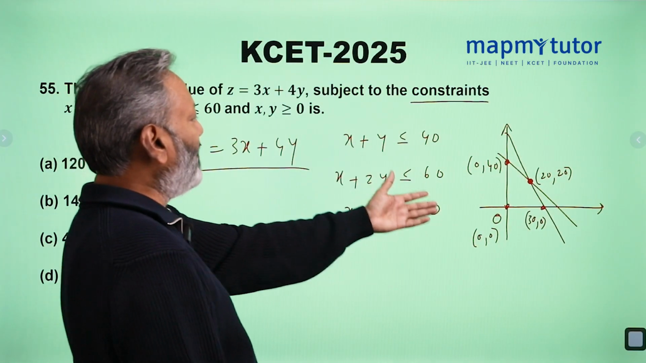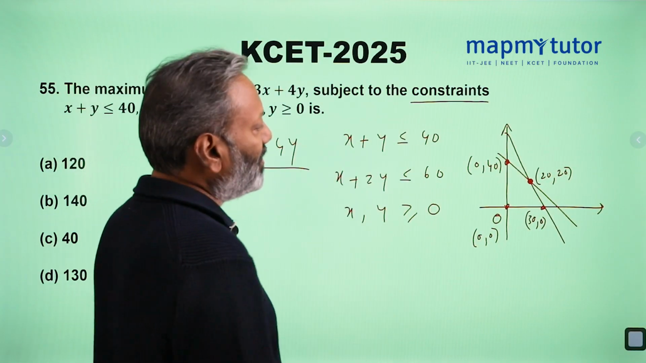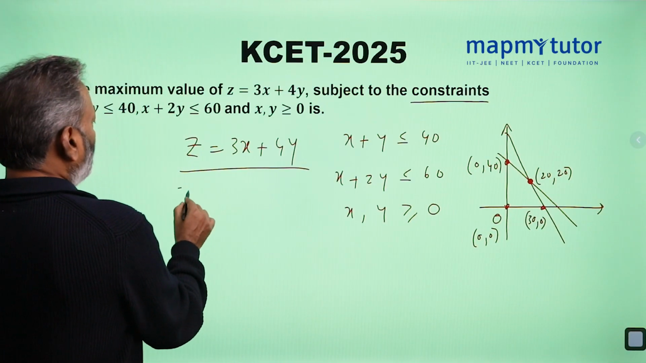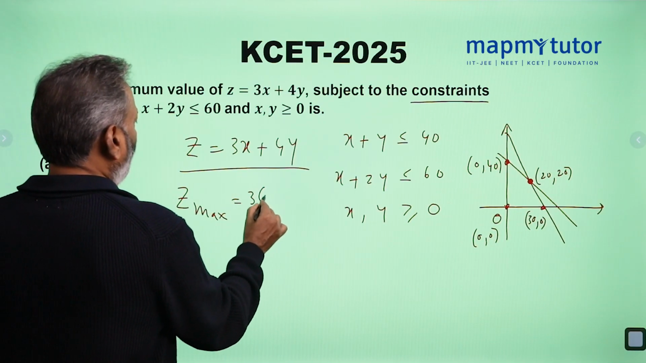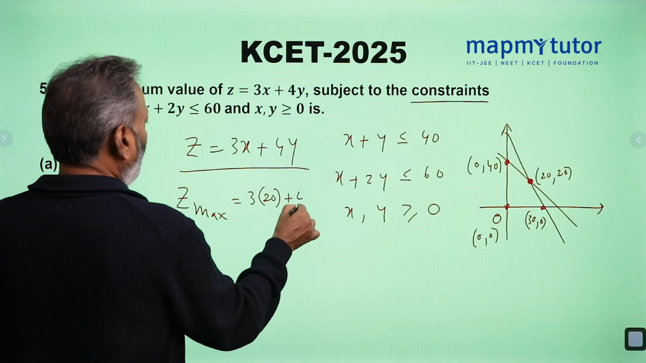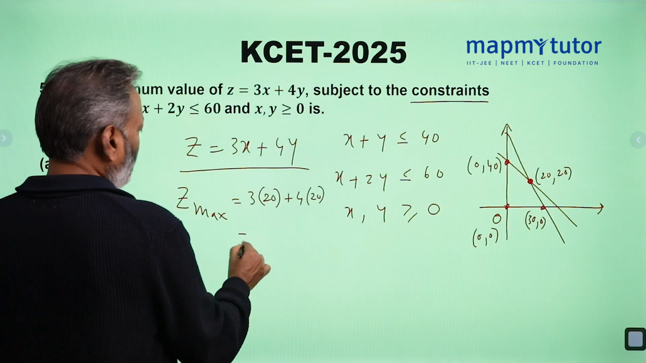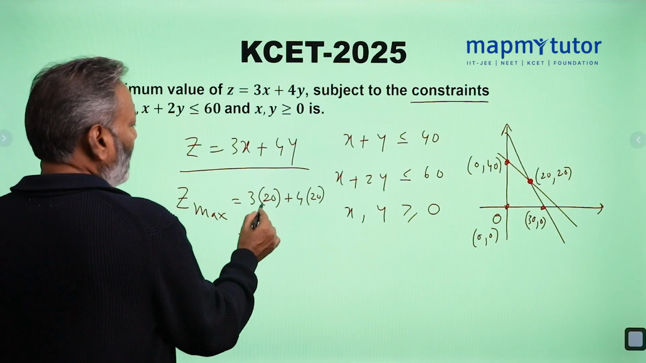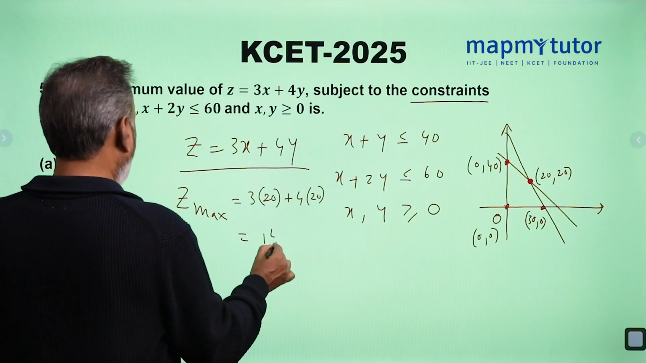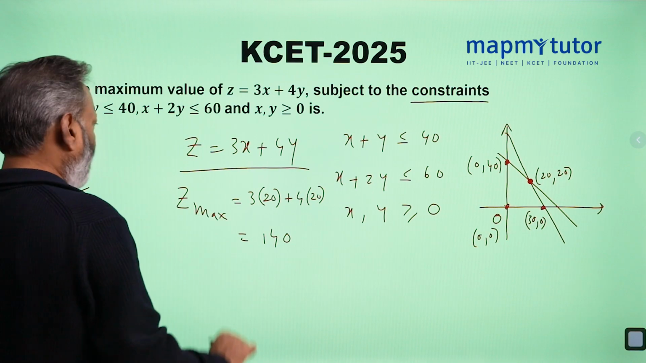So, which point gives you the maximum value? That is your answer. Obviously, 20, 20. So, the maximum value of z occurs at 20, 20. Therefore, 3 into 20, 4 into 20. Of course, you have to make a table and all for PU. Don't waste your time here, okay? 60 and 80, that gives you 140, which is option B.